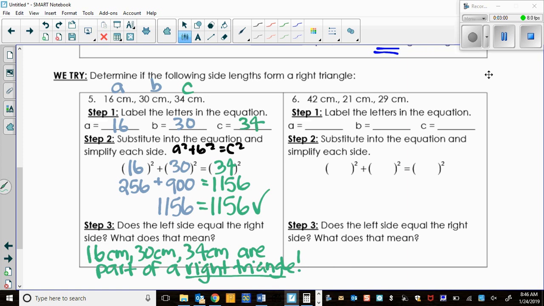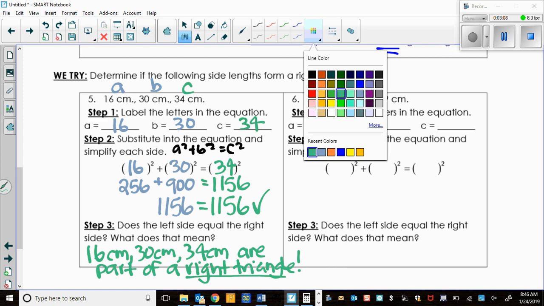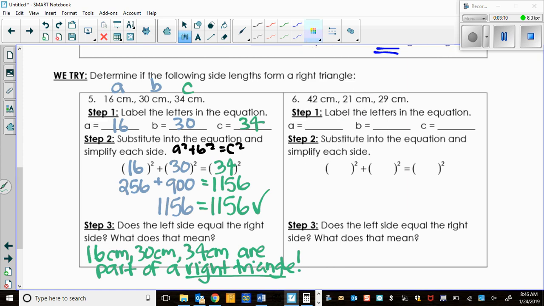Alright, so number 6, we're going to go ahead and try to figure out which one's our largest side, because that's going to be our hypotenuse. In that case, it is 42. So I'm going to go ahead and write C on top of 42, because that's my hypotenuse. My legs will be the remainder. So it doesn't matter which one you label A and B, as long as they're both legs. So I'm going to write 21 for A and 29 for B.